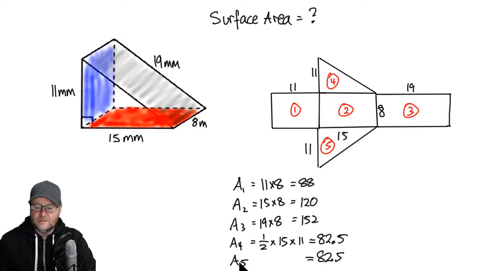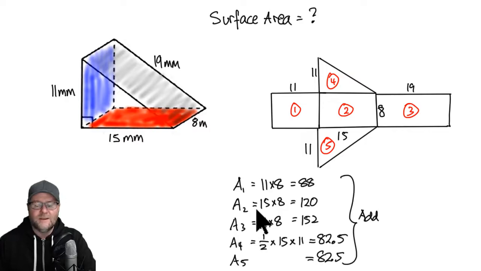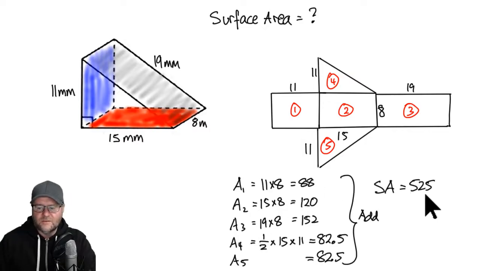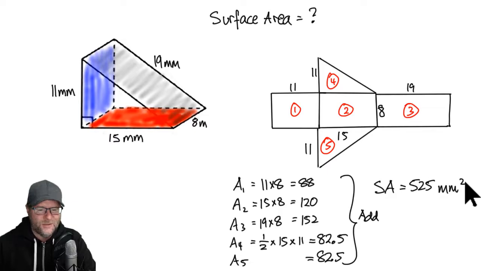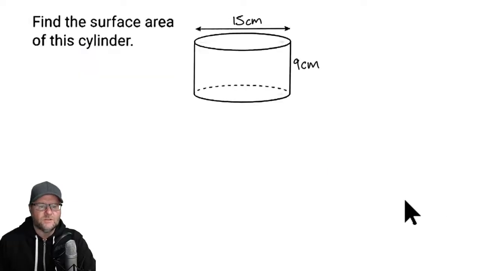There's my 5 pieces. Now, to get my surface area, I simply add them all together. And when I do that, I get 525. But it's an area, so I put my units of millimeters. I'm sorry, that should say millimeters. It says meters, but it should say millimeters. Sorry if that confused you. And it's millimeters squared because it's an area. There was a bit of work in that, I know. Surface area questions do take a bit of thinking and a bit of time to do.